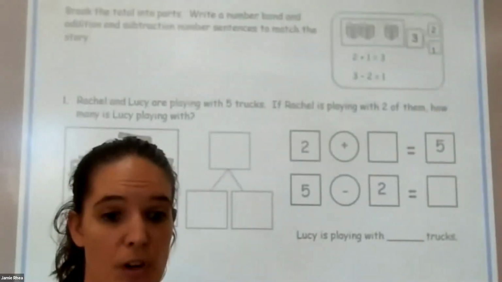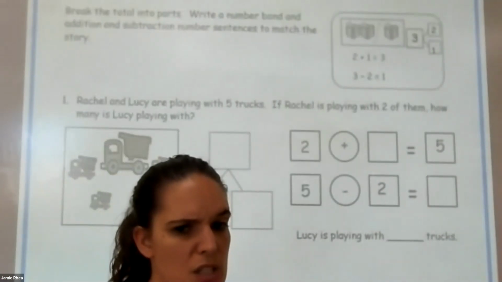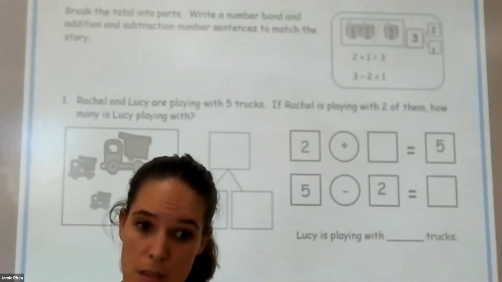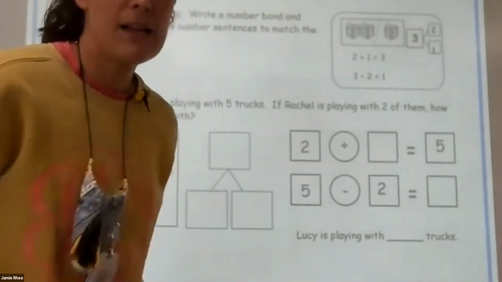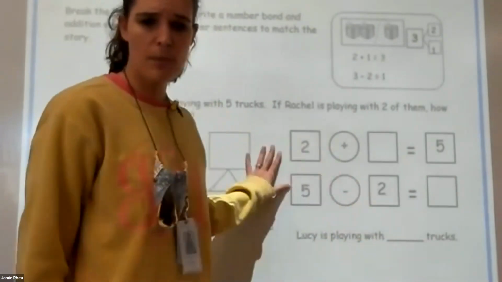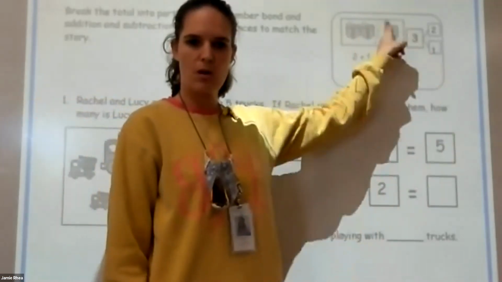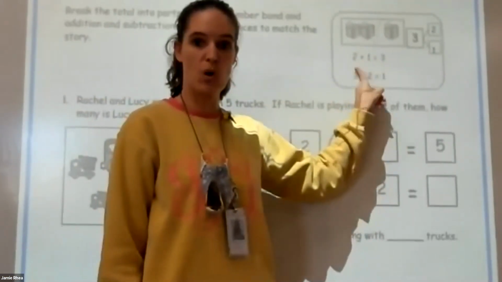All right, let's first read the directions because just like when we read our application problem looking for clues, our directions give us very important information and clues on how to solve our problems. So let's look at our directions first. Break the total into parts. Write a number bond and addition and subtraction number sentences to match the story. Now again, if you get to your problem set and you're like, I really don't know what that's asking me to do, look, there's an example right here in the corner. This is not the answer to your problem, but this is an example. It shows you what they want you to do.